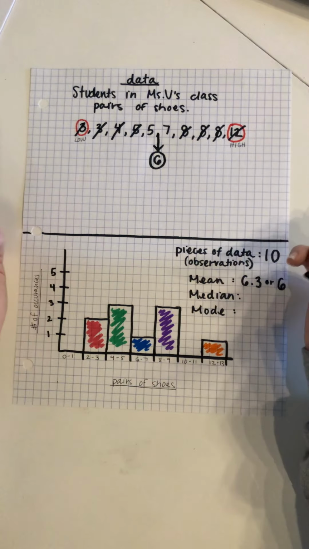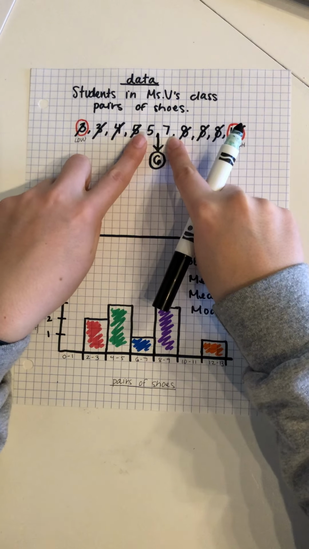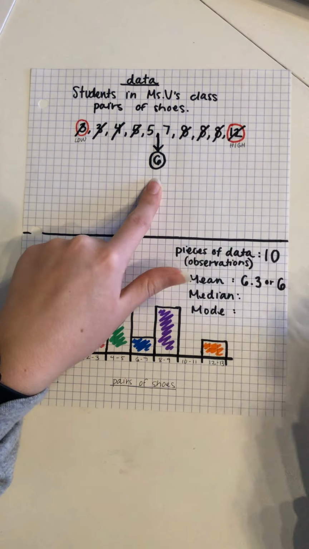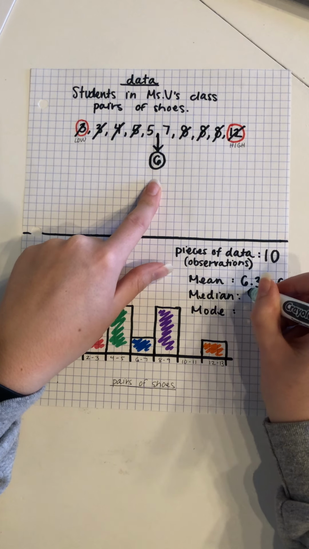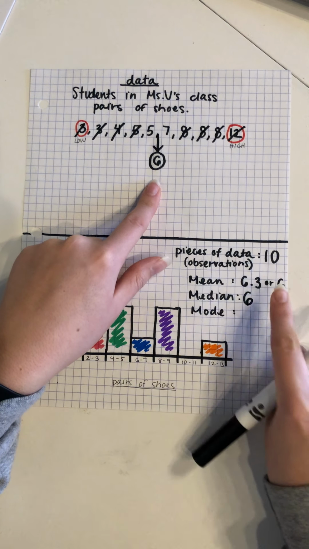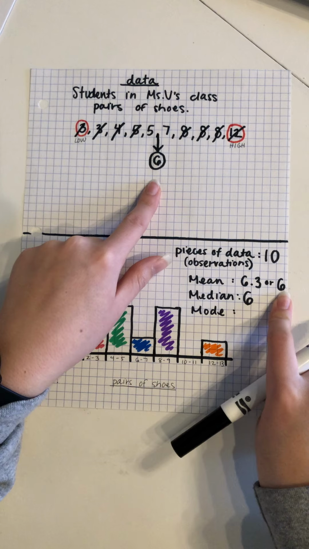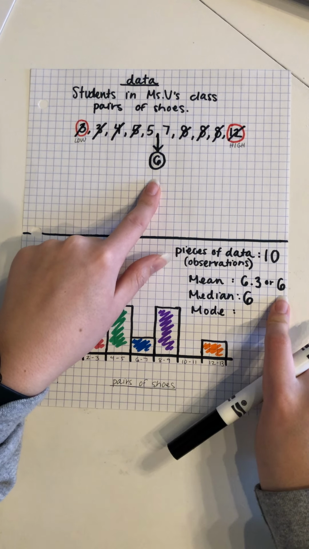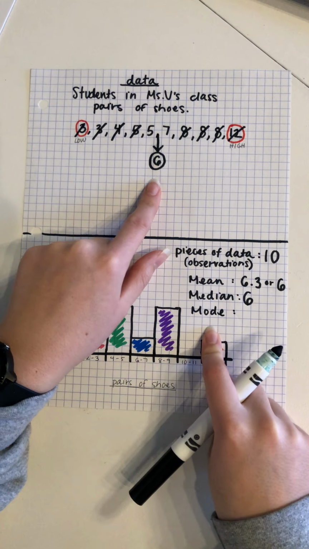Awesome job. But for this question, we had 5 and 7, and the number right between that is the number 6. So our median is also 6. Isn't that cool? It's almost like they're all supposed to be the same measure.